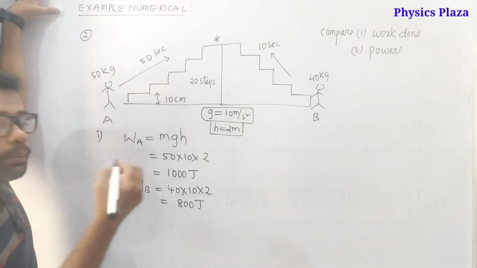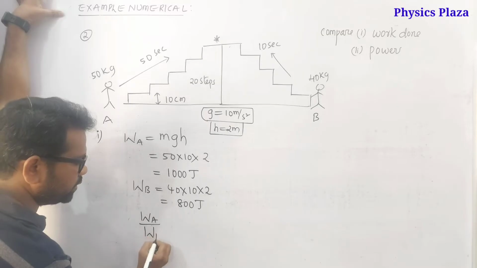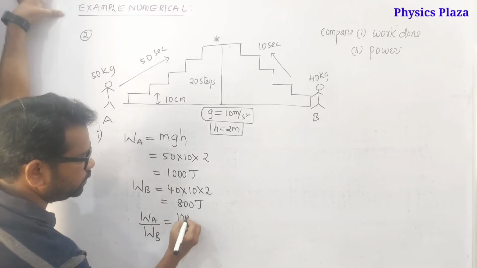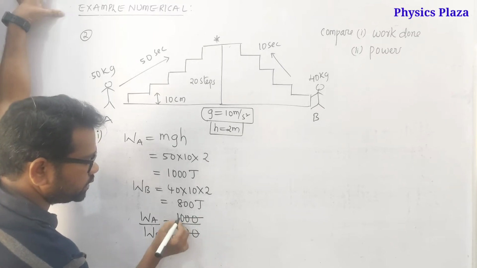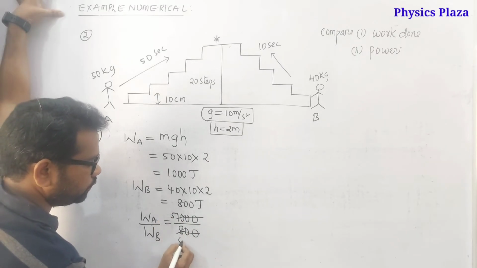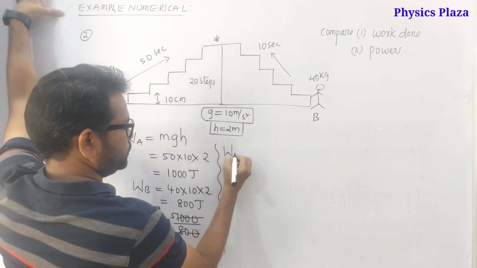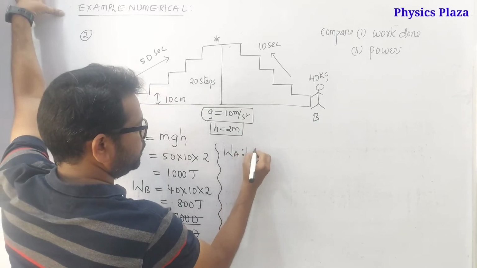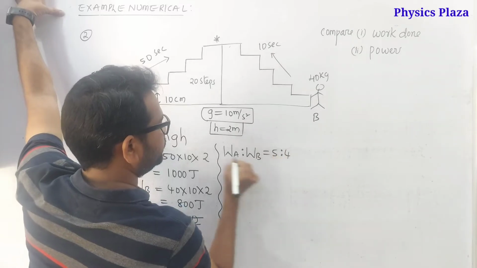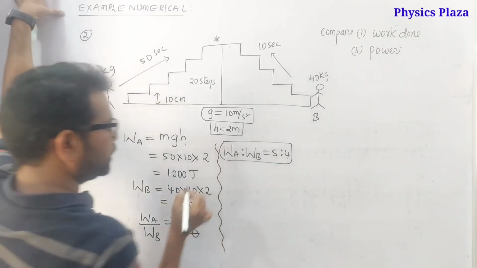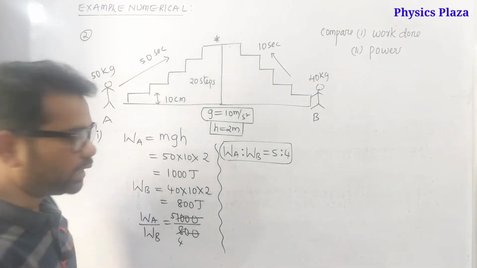Now what do we have to do? We have to compare the work done, children. So work done by person A to the work done by person B is equal to 1000 by 800. Zeros cancel. 2 5s are 10, 2 4s are 8. So comparison means we need to write it in the form of a ratio, that is WA is to WB is equal to, what is it, children? 5 is to 4. So this is the ratio of work done. The second one, what are they asking us to calculate? They are asking us to calculate power.